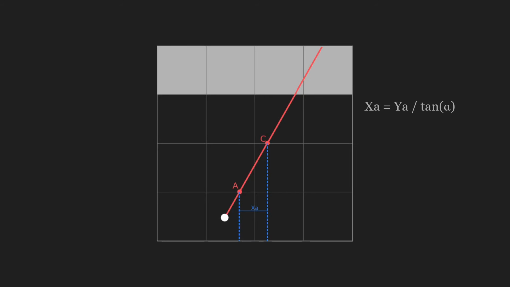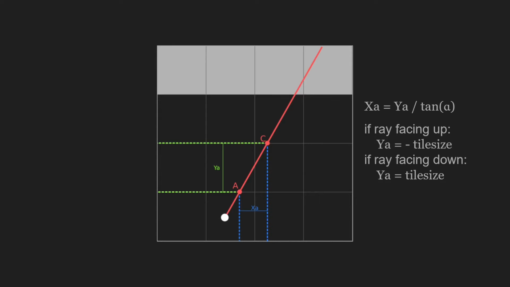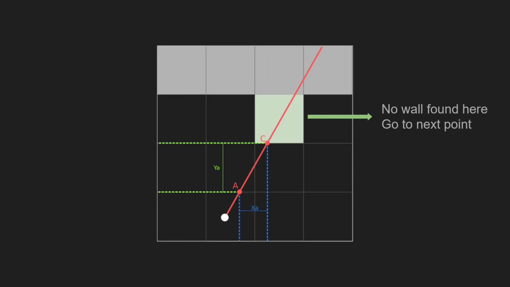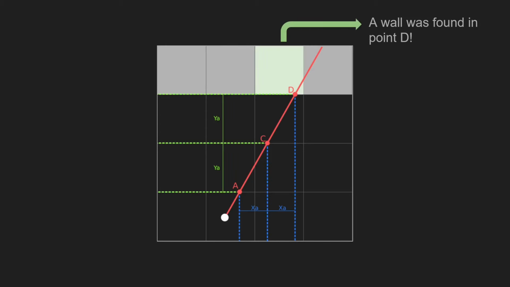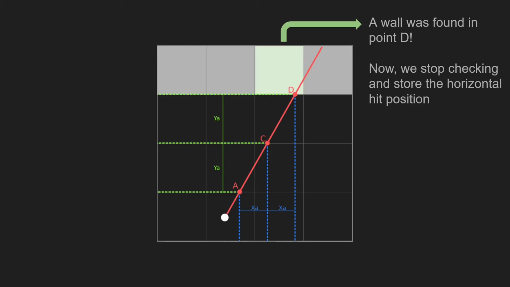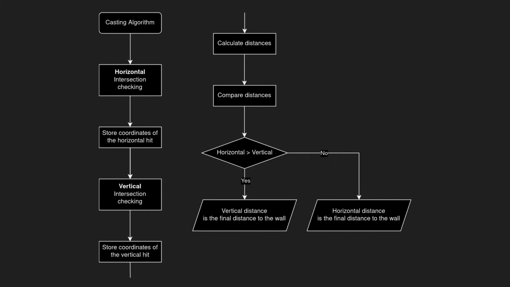If we add XA, we can get to CX. Now we add YA so we can get to CY. Now we check if there is a wall at point C, but there is no wall. So we can proceed to the next point by adding XA and YA again. And now we can see that in point D we found a wall. When we find a wall, we stop checking for intersections and store the hit position to memory. Going back to our diagram, we have done horizontal checking and stored the coordinates of the intersection. Now we need to check for vertical intersections.